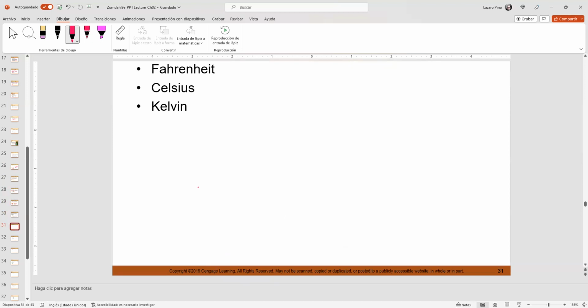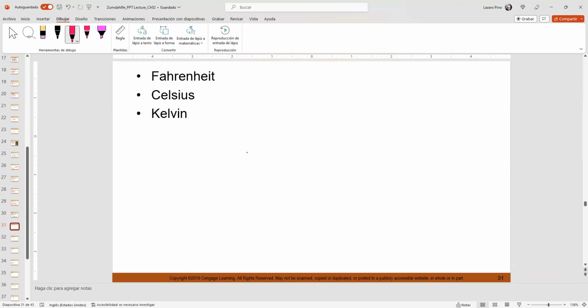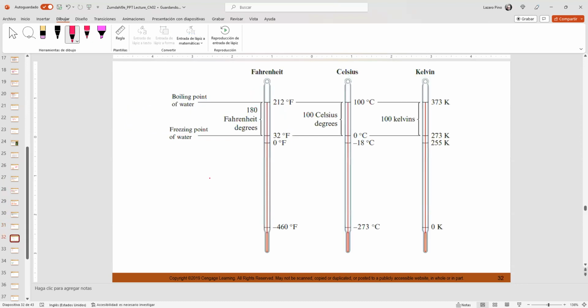Well, here we have 3 units for temperature. Fahrenheit, that is the one that we use in United States. Celsius, that is used all over the world, and Kelvin, that is the unit used in the international system. Well, you need to know what the conversions are from one to another.